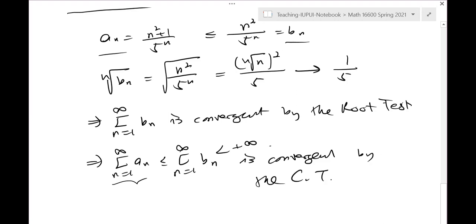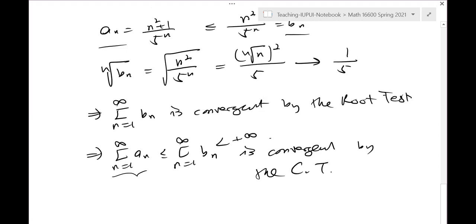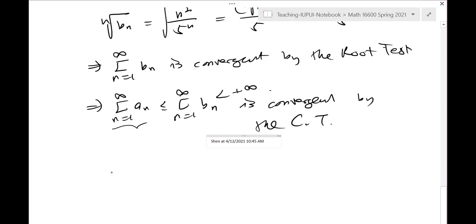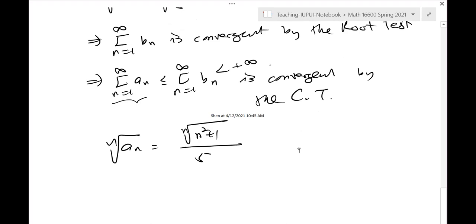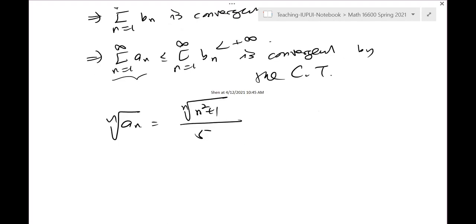Now, if you want to do it directly without using b_n, that is okay. The question is, are you able to figure out the limit of the numerator? The limit of the numerator is going to be 1. Can you see that?